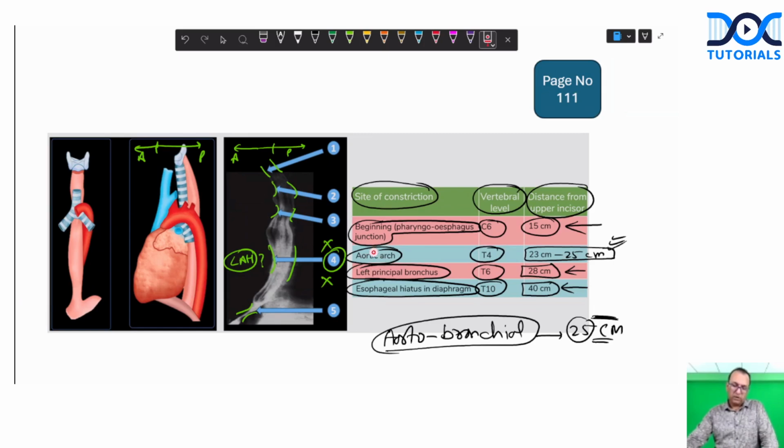How can you mix this one and this one? They are mixing 2 and 3, telling that this is one narrowing only. How can you do that? This is wrong. But anyway, they say aortobronchial is at 25 centimeters, meaning the aortic arch and left principal bronchus are at the same level. Are they at the same level? T4 and T6 vertebrae, such a huge difference, and they are telling it is the same level. Anyway, we cannot follow the ENT and surgery people.